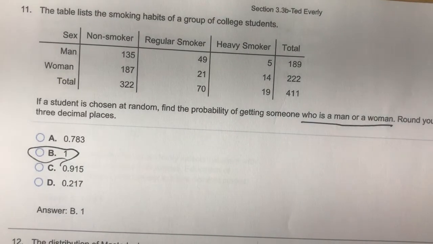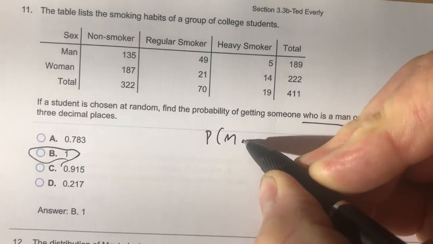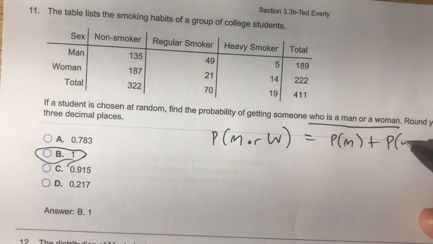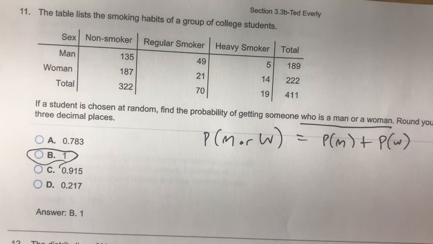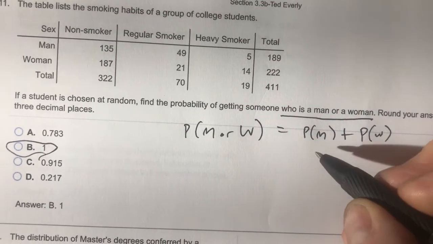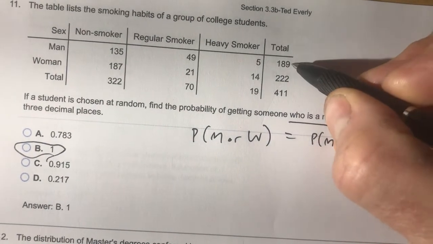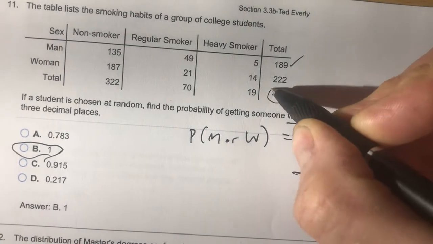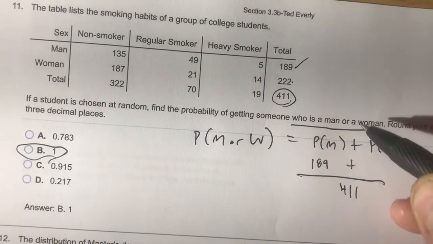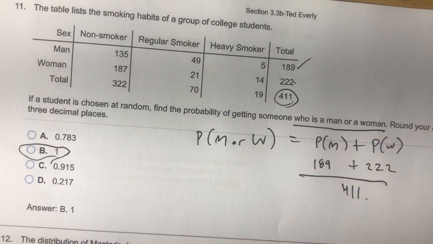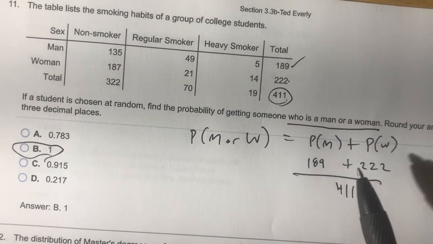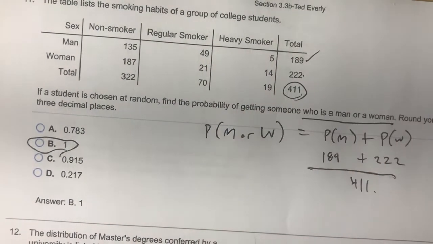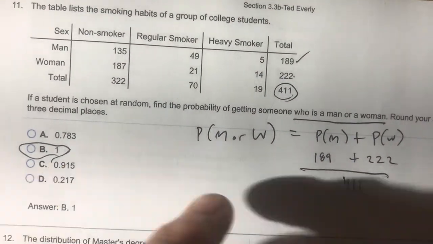But what you could do there, probability it's a man or woman equals probability of a man plus the probability he's a woman, and then these are mutually exclusive, so that's it. So probability of a man, that's 189 over 411. See, here's my total down here, 411. The probability of a woman is 222 over 411. So then I add these, 189 plus 222 is 411, divided by 411 is 1. So yeah, that was an easy one. I mean, that's 100%. It's either a man or a woman.